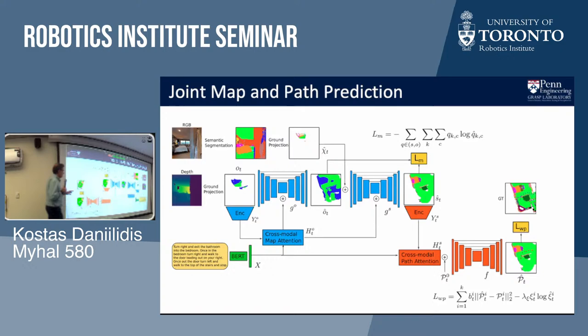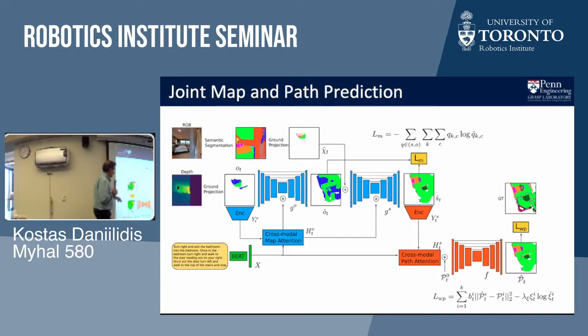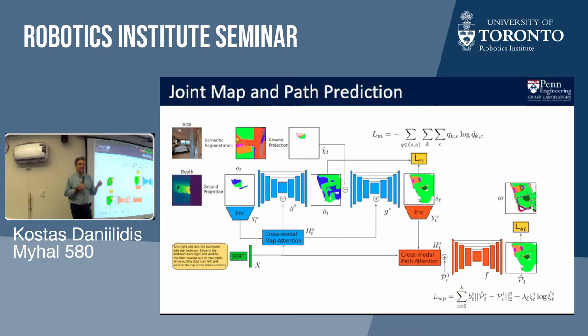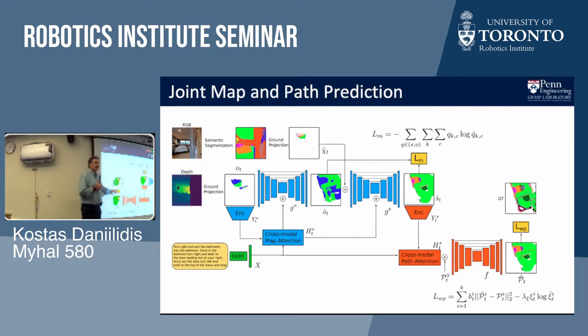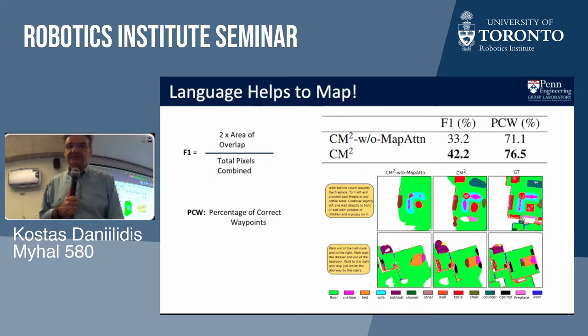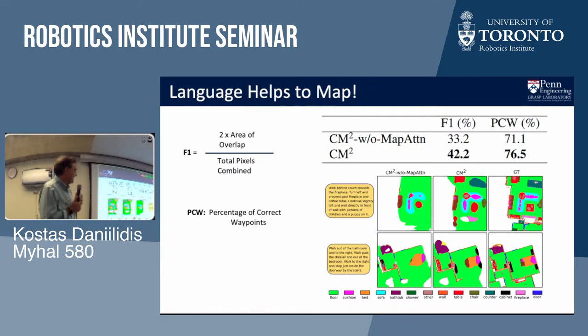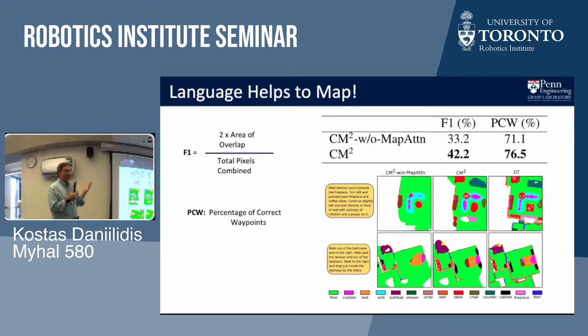Now, to achieve the goal of VLN, we have to predict a path. And for this path, we run it through, again, a U-Net where we predict the path the way we predict key points in images. So for 10 path points, we have 10 heat maps. And this is our path prediction. And here we have a ground truth for the path, which is given in the dataset. And so we have the two losses, both the map learning and the path prediction.